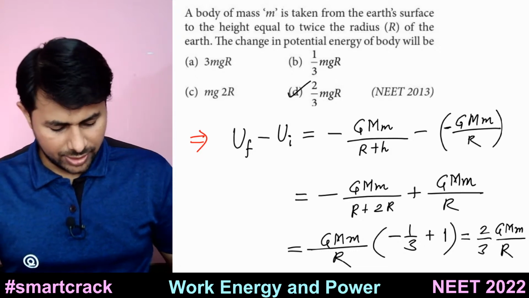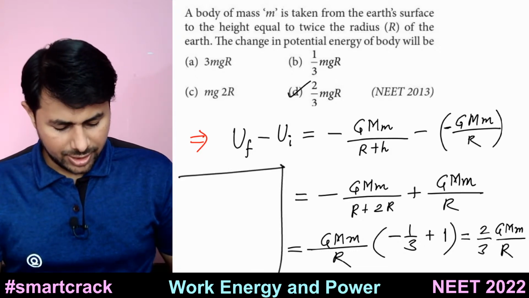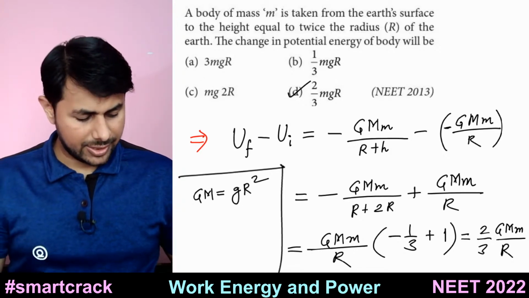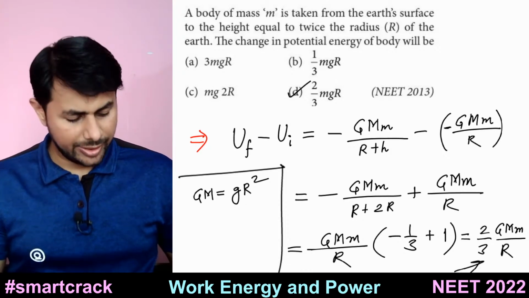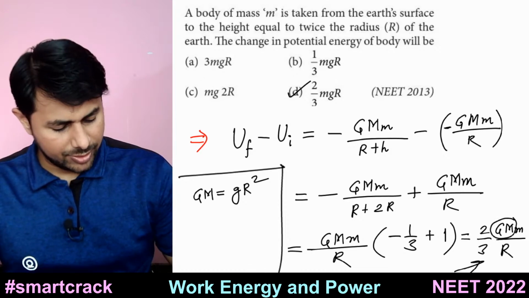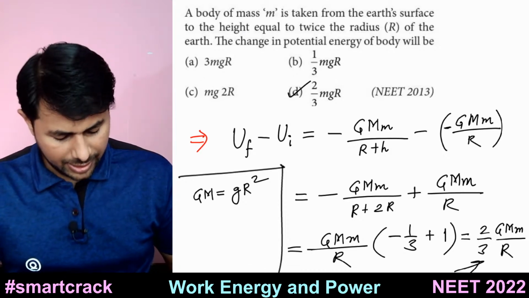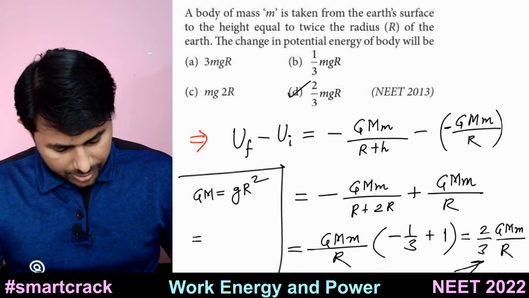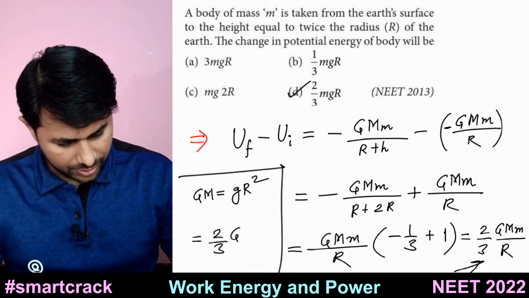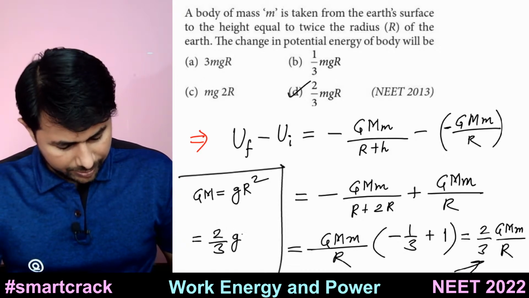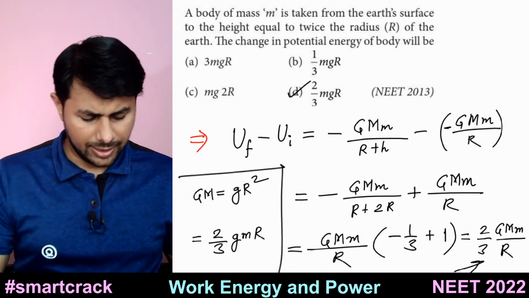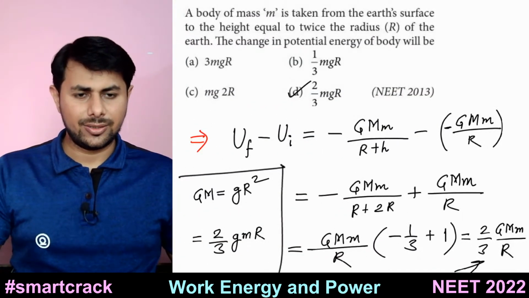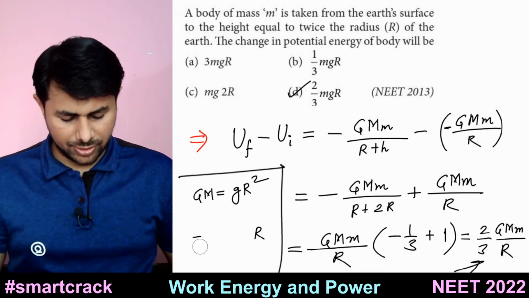So as you know the trick now, what is the trick? Gm is equal to gr square. If you substitute that in this formula, you will get what? In place of this Gm, substitute gr square, so one r will get cancelled, and the answer will be 2 by 3 g, not g, g into m r, right? Okay, is it clear? Or let's use the next page for this.